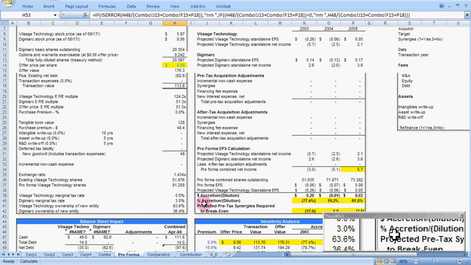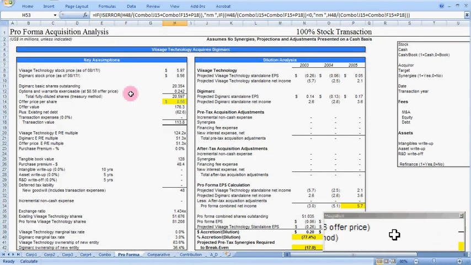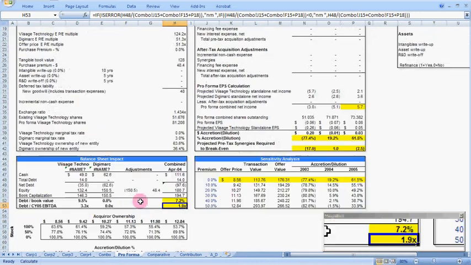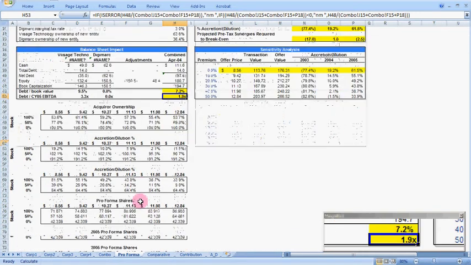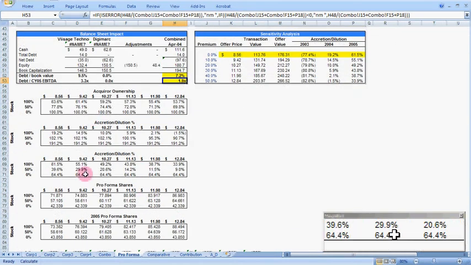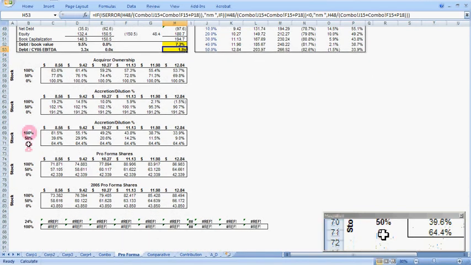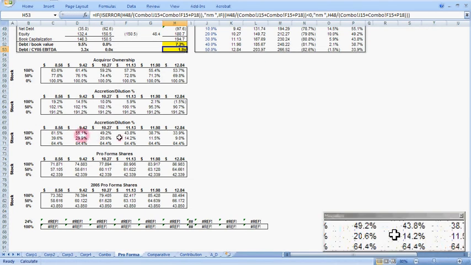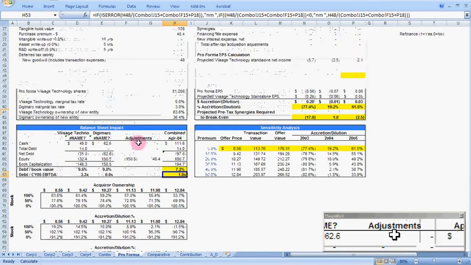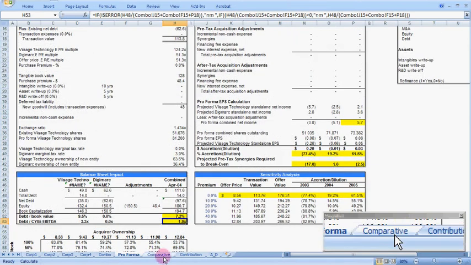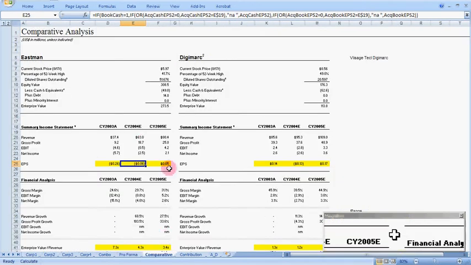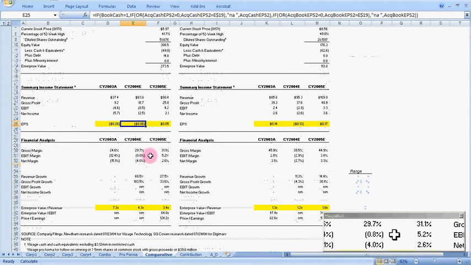Other than those numbers, there are the key assumptions that all this data is read from, along with the other page I just showed you. There is also a future accretion dilution and pro forma based off different scenarios of stock transaction: 0, 50, and 100% stock transaction on future value years. Now, with that being said, a comparative analysis was also done of the two companies.